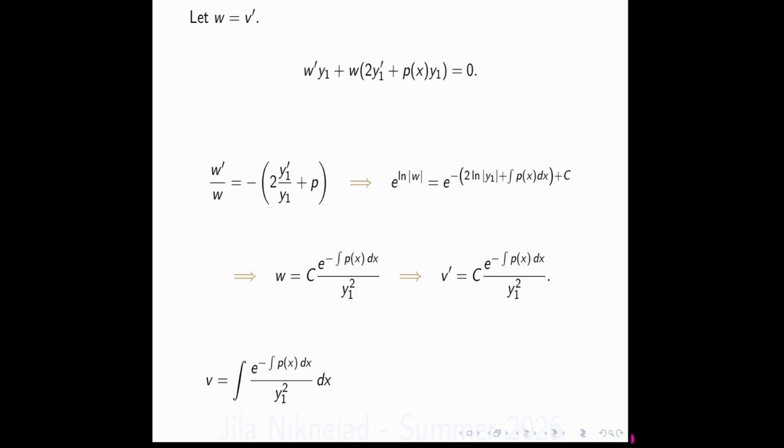Now, what was y2 and why did we need v? y2 was in the form v times y1, so the last thing we do is write it that way. We write y2 equal to y1 times that integral that was mentioned. And this is the formula that we find and use for reduction of order.